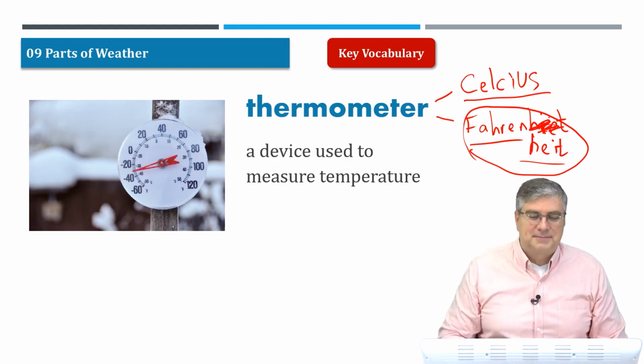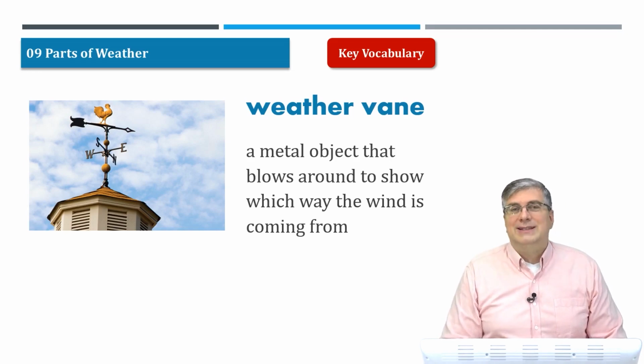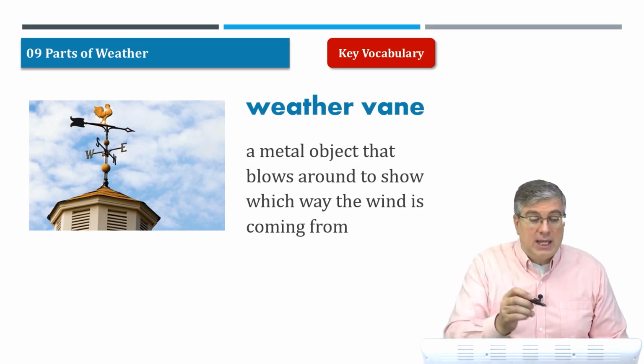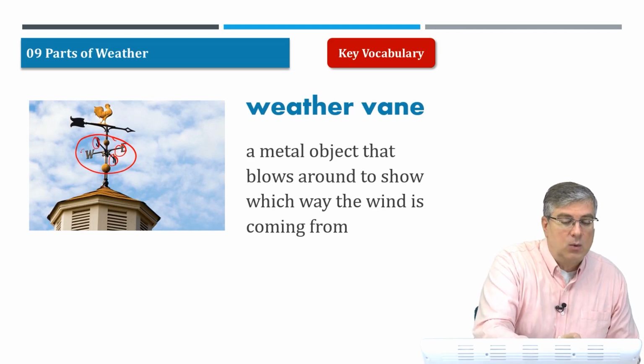Okay, good. Next. Okay, our next word is weather vane. A weather vane is another instrument that weather people use to talk about the weather. And a weather vane basically tells people which direction the wind is blowing. If you look at the picture here, it's kind of interesting, right? Because we see north, south, east, and west.